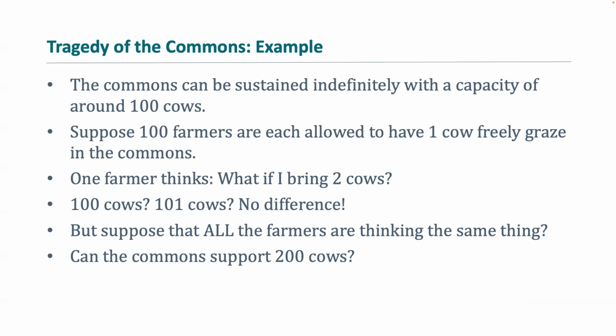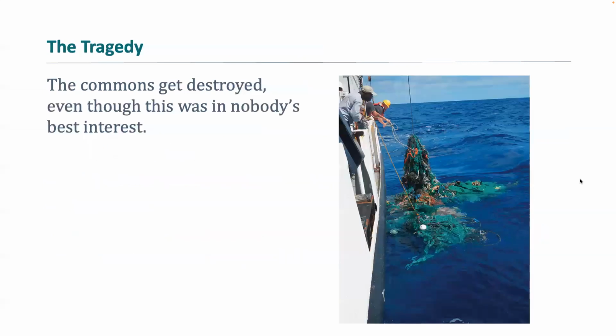100 farmers are each allowed to have one cow freely graze in the commons, but one particular farmer thinks, well, what if I bring 2 cows? 100 cows, 101 cows. No one's really going to know the difference. But what if all the farmers start thinking that same thing? The question they ask here is, can those commons support that many cows? And because they can't, the commons will be destroyed, and it wasn't in anybody's best interest, but it is something that occurs.